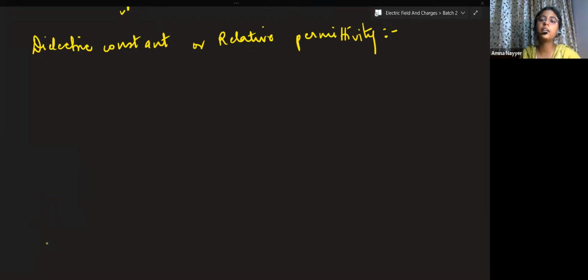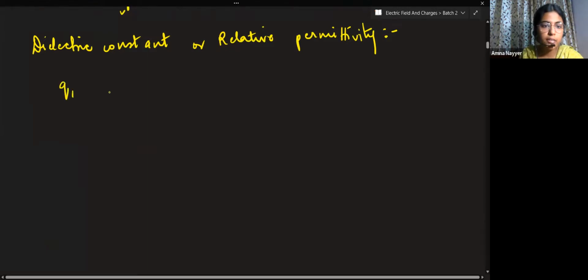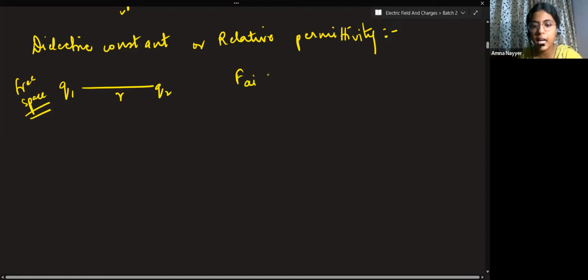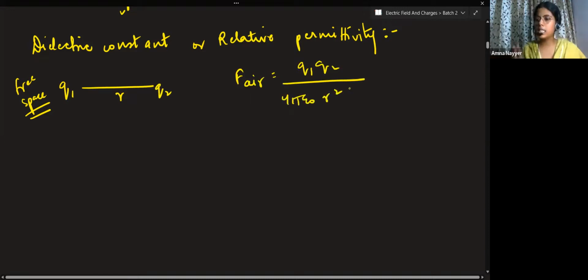Now see, dielectric constant or relative permittivity. If you have Q1, Q2, both separated by some distance r, let's say in free space, I write the value of electric force in air as Q1, Q2 by 4 pi epsilon naught r square. This is how I'll write electric force using Coulomb's law if two charges are present in free space.